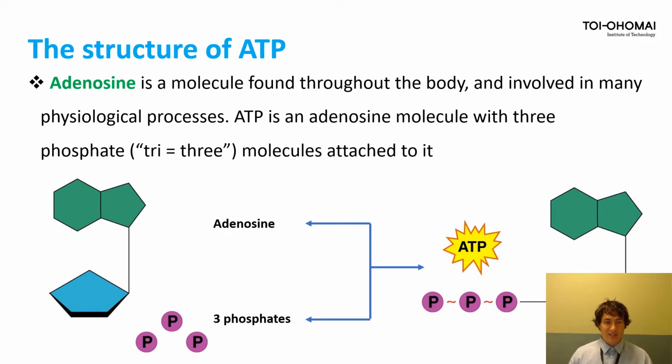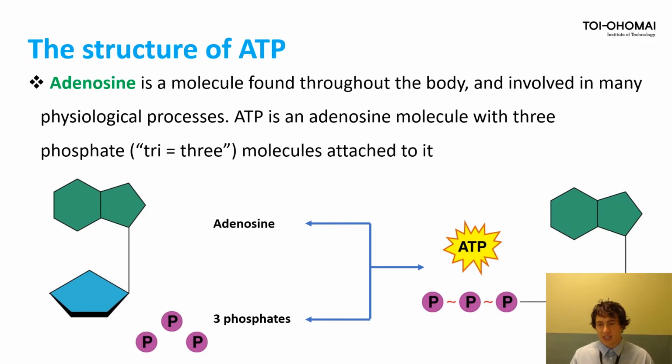On the left, you've got adenosine, which is the green and the blue. That's chemically what the structure looks like. And then you've got these 3 purple phosphates. And then on the right, you've got those joined together. You'll see the 3 P's have got these wiggly lines. That's to show that the bonds between those are highly active. There's a lot of potential energy between those.